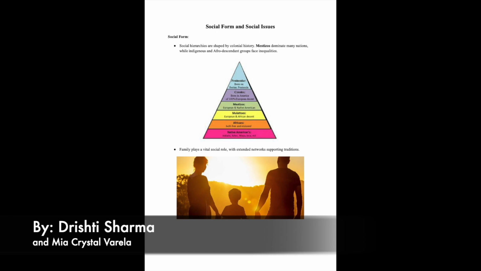Let's finally talk about social form and social issues. Social forms. Social hierarchies are shaped by colonial history. Mestizos dominate many nations while indigenous and Afro-descendant groups face inequalities. Family plays a vital social role, with extended networks supporting traditions.